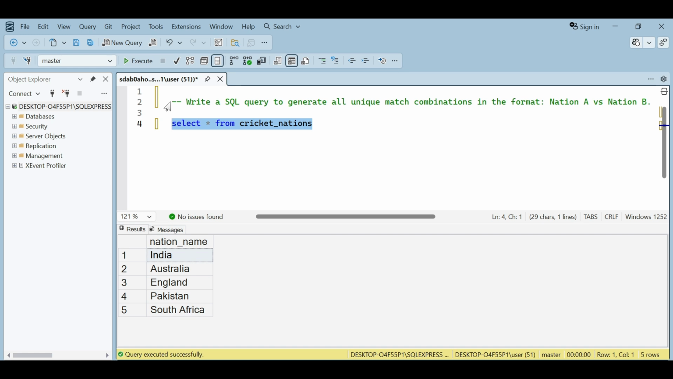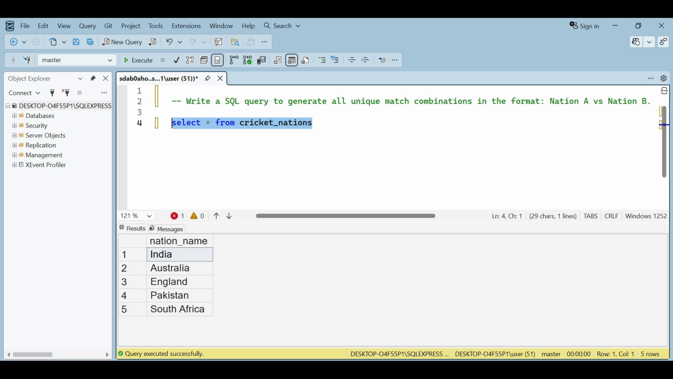The question says, write a SQL query to generate all unique match combinations in the format nation A versus nation B. The question is saying that if matches happen between these nations, what are the possible combinations of matches? The matches could happen between India versus Australia. It could be between India versus England and so on. It could be Australia versus England or Pakistan versus South Africa. So it wants us to give all the possible combinations in this format.